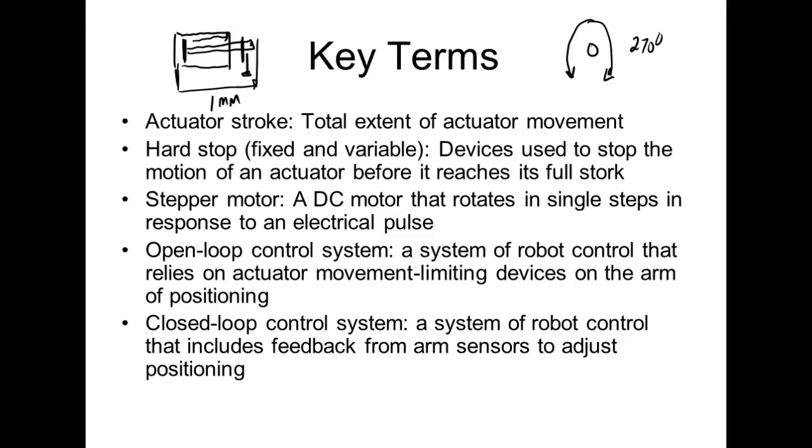Y'all understand that? Fixed hard stops. Fixed hard stops are there the same. They don't move. Variable hard stops means you can do what with them? You can move them. Yeah, that's one method. We have robots that run in automated machines.